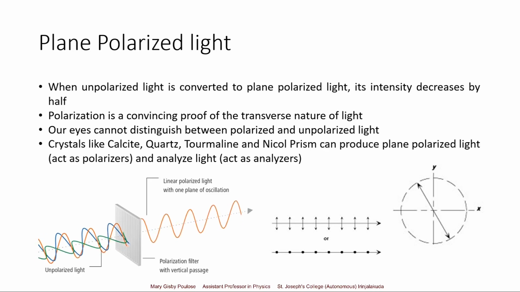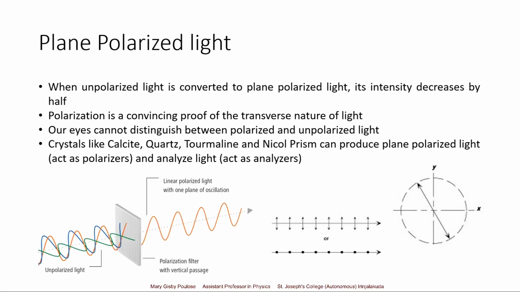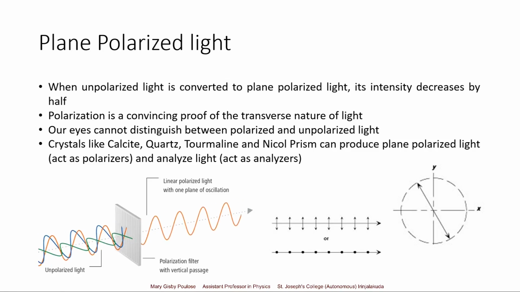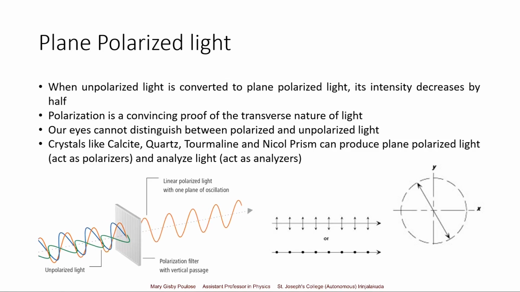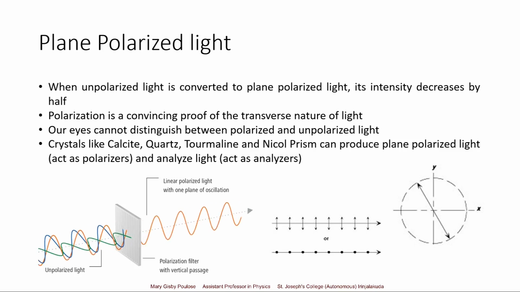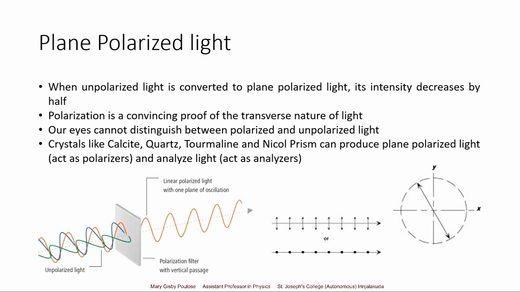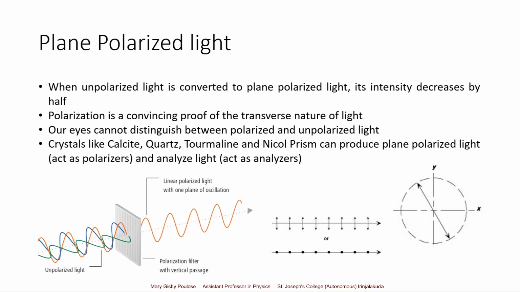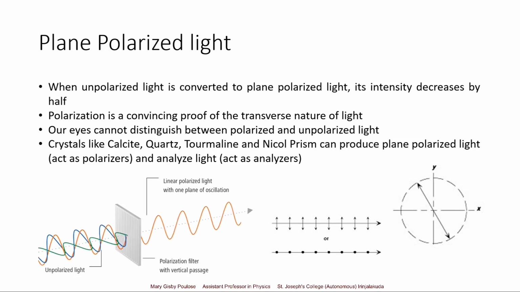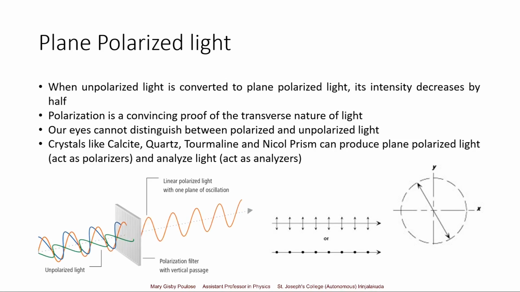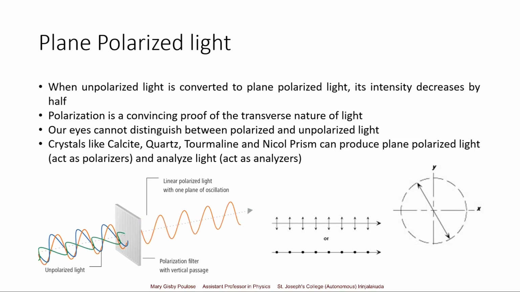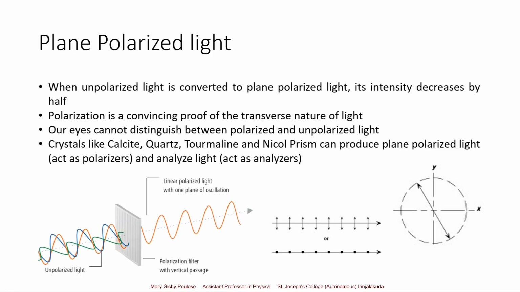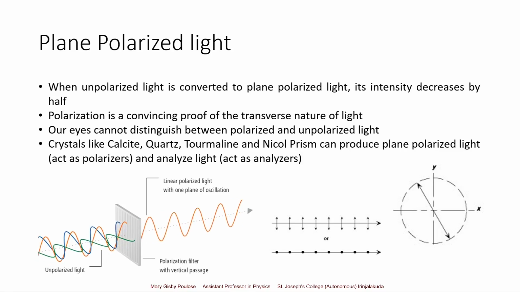Crystals like calcite, quartz, tourmaline, and nickel prism can produce plane polarized light, and they can analyze light. So if we pass randomly unpolarized light through these materials, plane polarized light emerges from it. So it becomes a polarizer. And if we have an unknown source of light, and we don't know about its polarization, we can pass it through the material to check whether this light is polarized or not. At that time, these materials are used as analyzers.